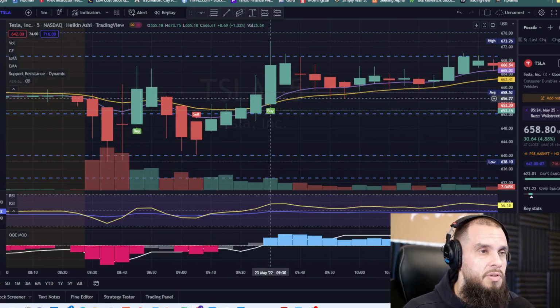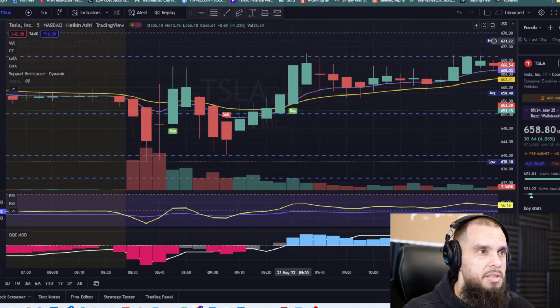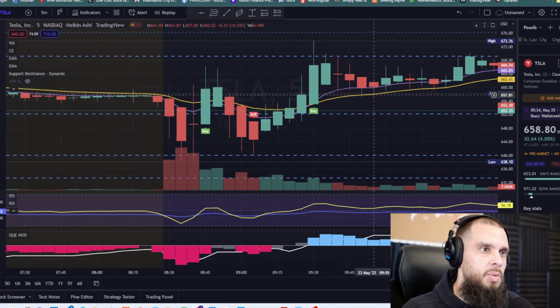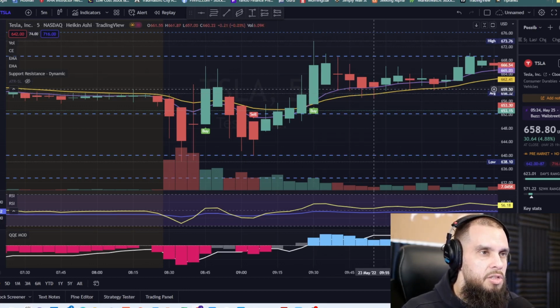So from 658 to 669, that's 10 points. So here, first resistance, take 50%. It spiked up all the way to 673, pulled back. Now here, this is your comfort level. Some people will feel confident buying more here. I wouldn't. If I hold green, I'll just want to try to ride the trend.